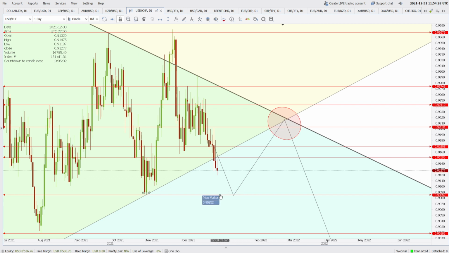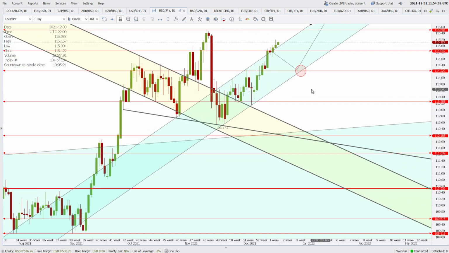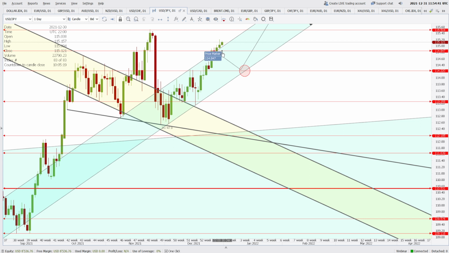Now where is the support? 0.9085 is the immediate support, and 0.9150 is the immediate resistance for the USD CHF. USD JPY broke through 114.84, found support there, and now it's still trading higher, but be careful at 115.50, which is the next resistance area.